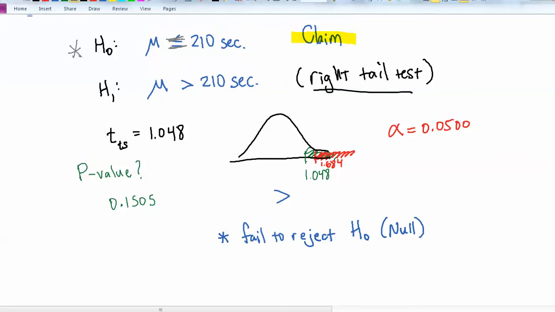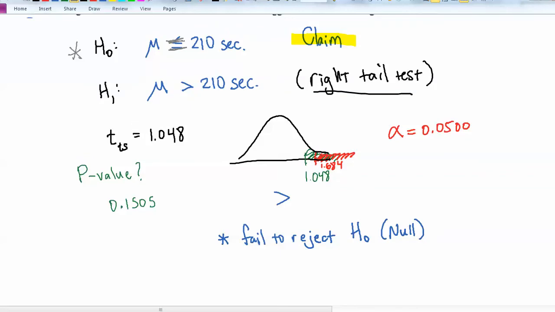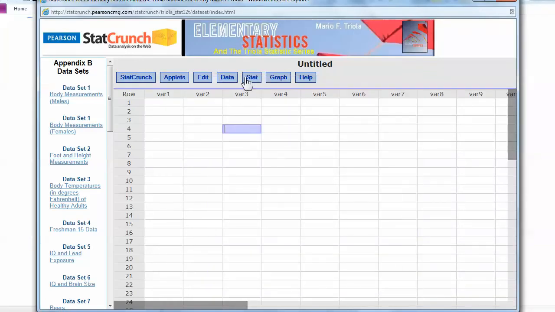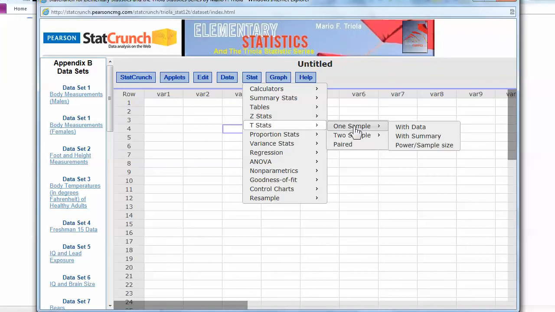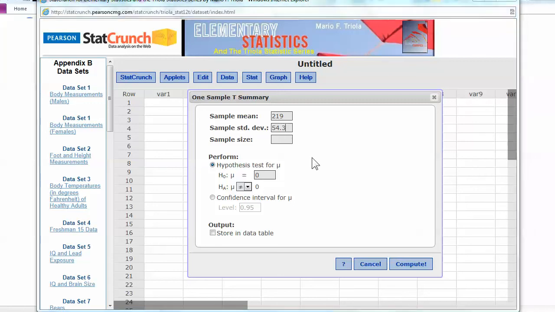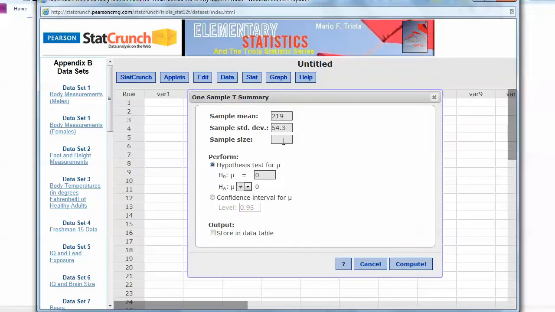Now if you're using StatDisk, it actually gives you from the top to bottom final wording. StatCrunch can do almost all of that. Here, I'll show you StatCrunch. I'm using t-statistics, one sample with summary. The sample mean was 219 seconds. The sample standard deviation was 54.3, I think. Yep. The size was 40. It's a hypothesis test I'm performing, where I am assuming that 3 minutes is the best, and it's a right-tailed test.